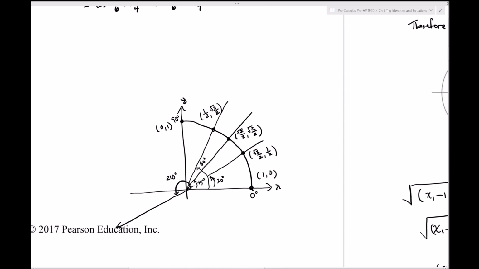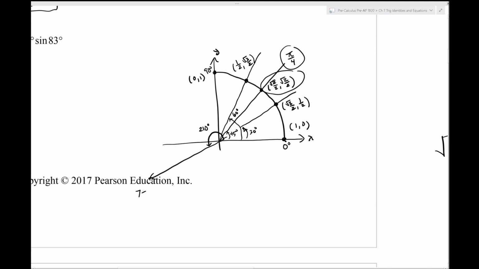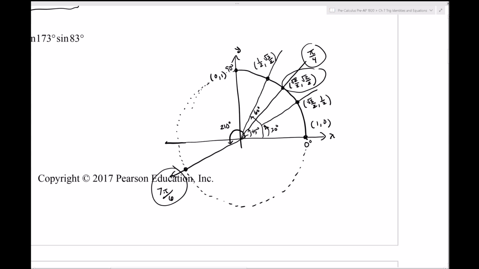Pi over 4 is this guy. So we're just looking at this one for pi over 4. For 7 pi over 6, we're talking about this one over here. So 7 pi over 6 is this one. So if I extend the circle, which I'm going to have a hard time doing because my circles are crap, we're talking about this point out over here. I could try my best to extend this part of the circle, which I won't really need for the rest of the problem, I think. But here's the rest of the y-axis.